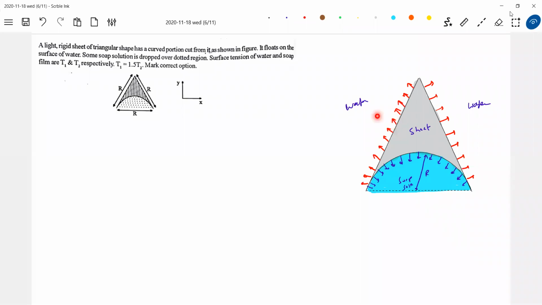So what is the surface tension? Surface tension of water is T1, and that of soap solution is T2. Okay, there's no problem. Then the force due to water, we know how to find out. The force due to soap solution, how to find out? Here we'll get into the diagram. We have to take the mathematics.